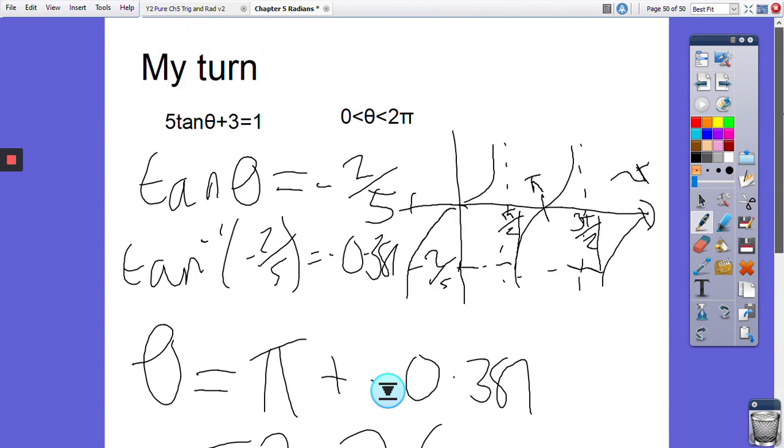Right, I will be back in the next video where we'll do some more complicated examples. We'll do some examples where, as I've said already, we're going to use some identities. We're going to use multiples of theta within our equation. But for now, goodbye and see you next time.